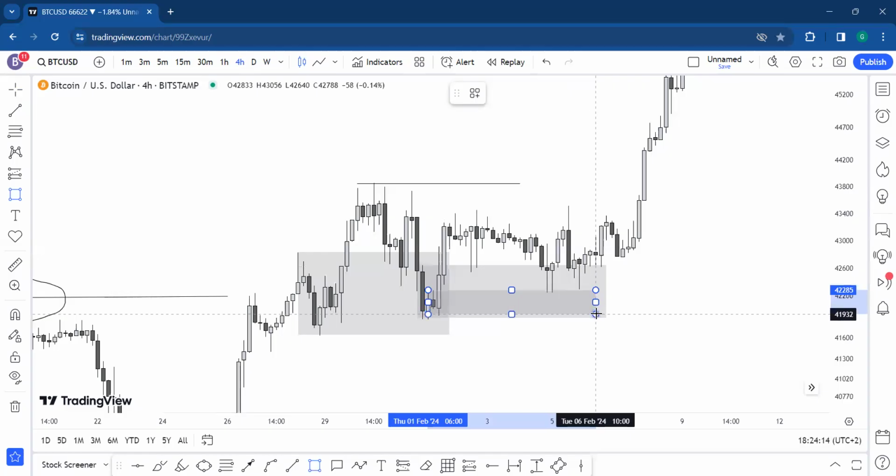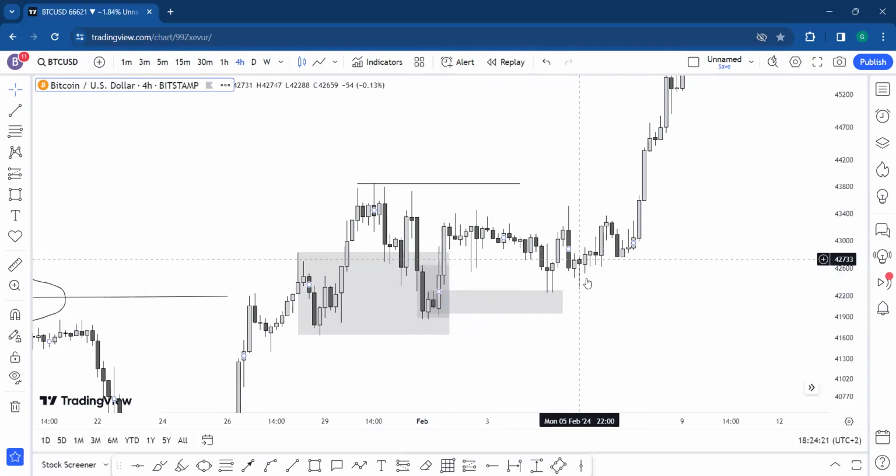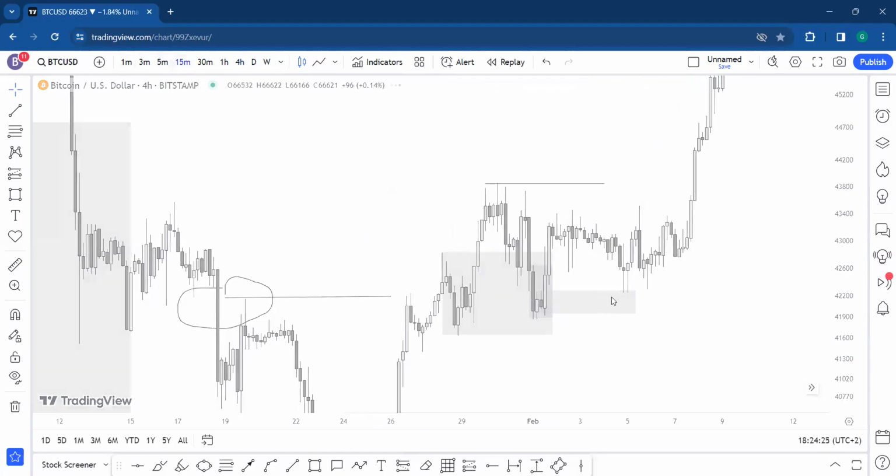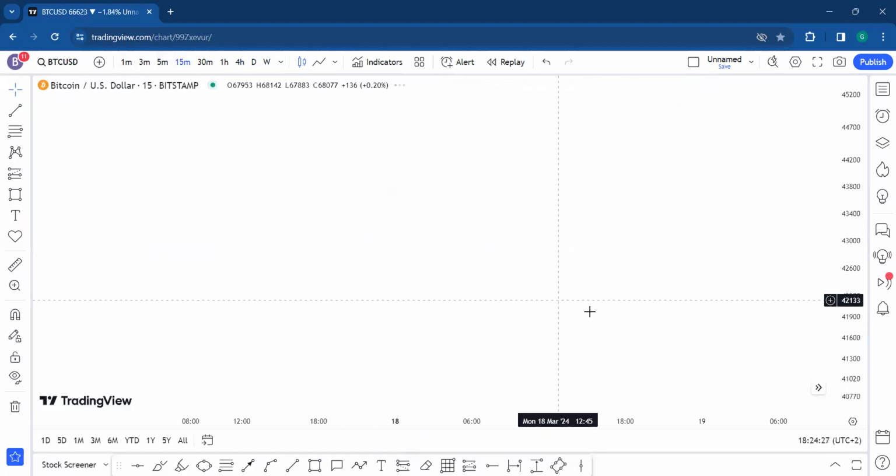I thought it didn't hit before it pushed price to the downside. But I want to show you what I'm talking about here. M15 will allow us to go that far.